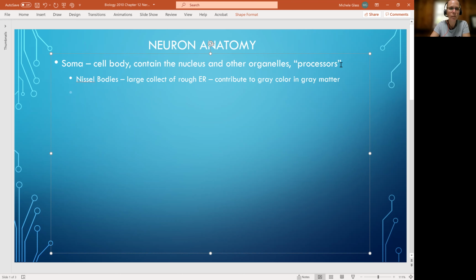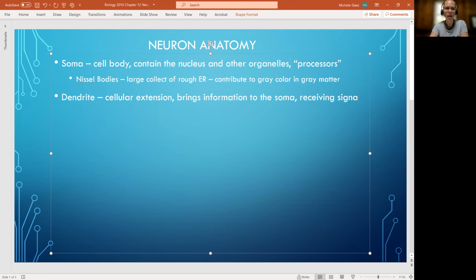As we continue thinking about our neuron, we see that in addition to the cell body, there's going to be cellular extensions. And so let's talk first about the dendrite, which is a cellular extension that brings information to the soma. So the dendrite is a cellular extension that's bringing information to the soma. We can also say that it's receiving signals at a synapse.